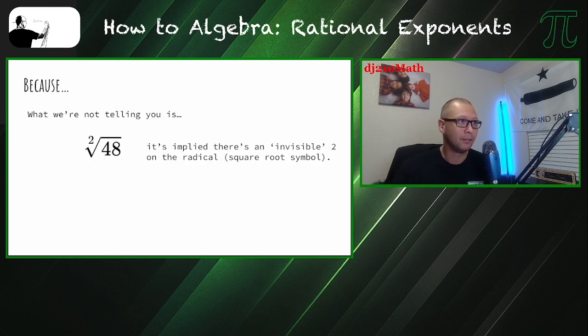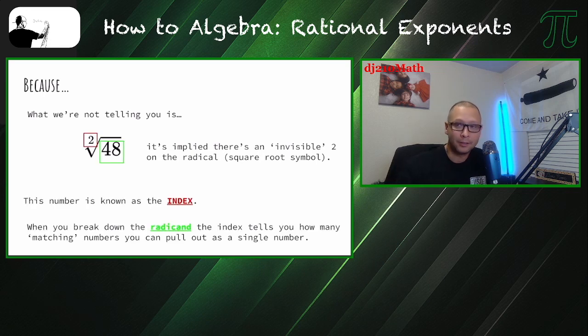And what you're not being told is that when you take a square root, typically you don't learn this until much later, it's implied that there's an invisible 2 that's attached to the radical, the square root essentially. Well, the number is called the index, otherwise known as the root.